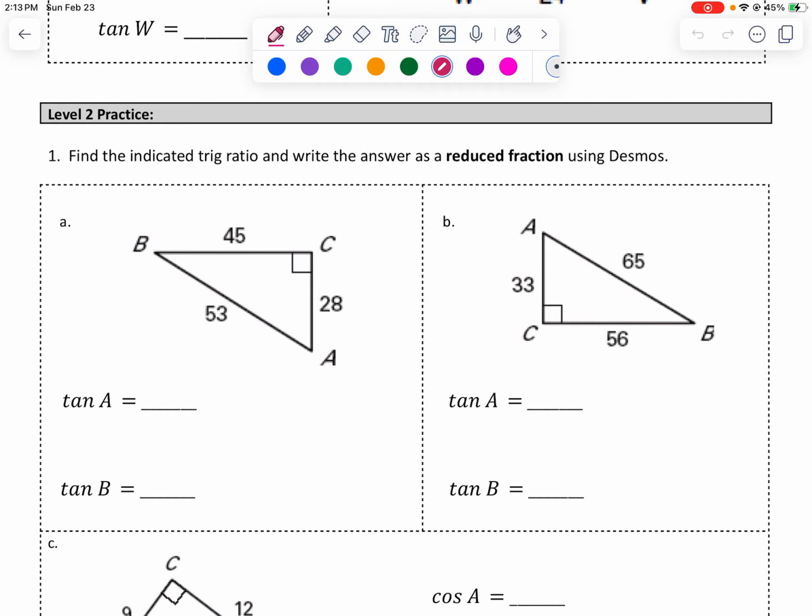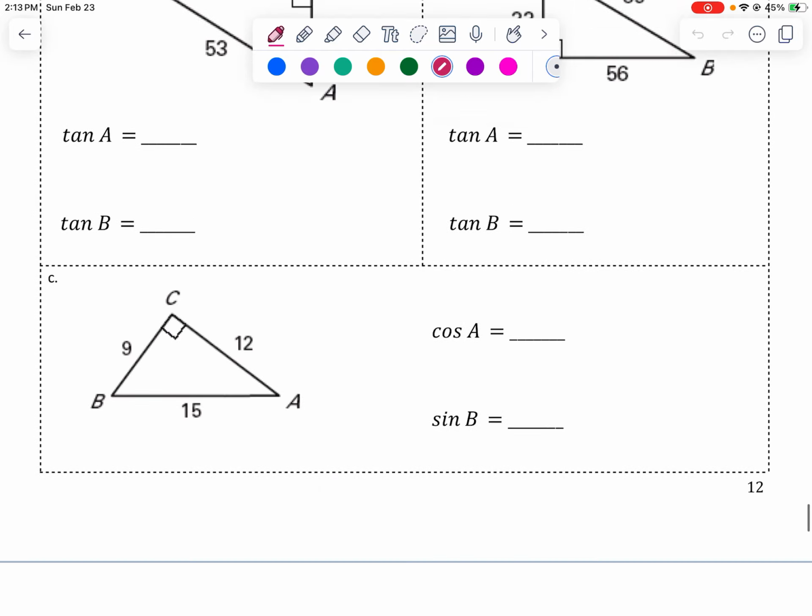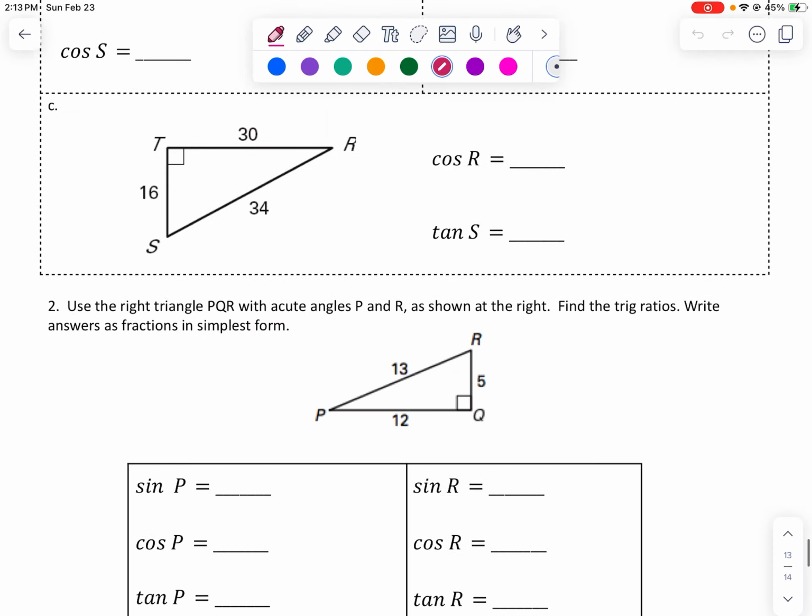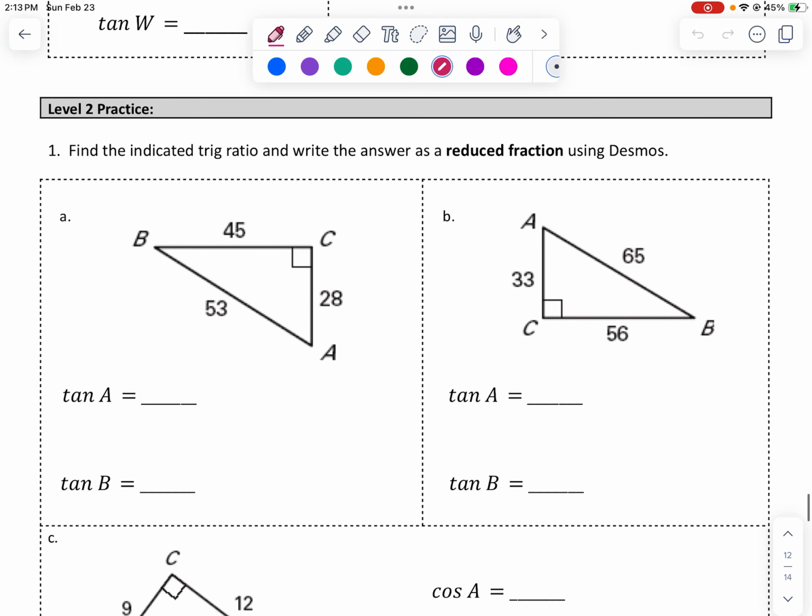All right, so we are continuing on to page 12. We're going to do page 12, 13, and then end with page 14. Cool. So we may have already done example 3 from previous days, but let's go ahead and move on to at least the practice. Okay, so it says to go ahead and find the indicated trig ratio and write the answers as a reduced fraction using Desmos.